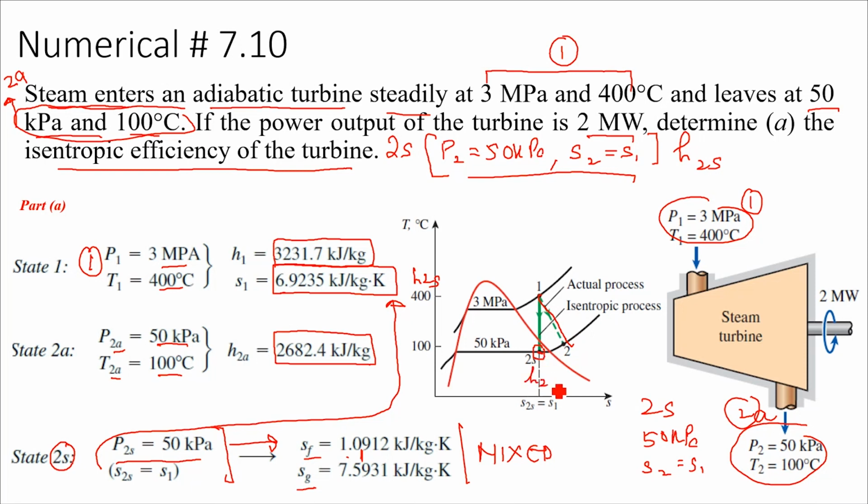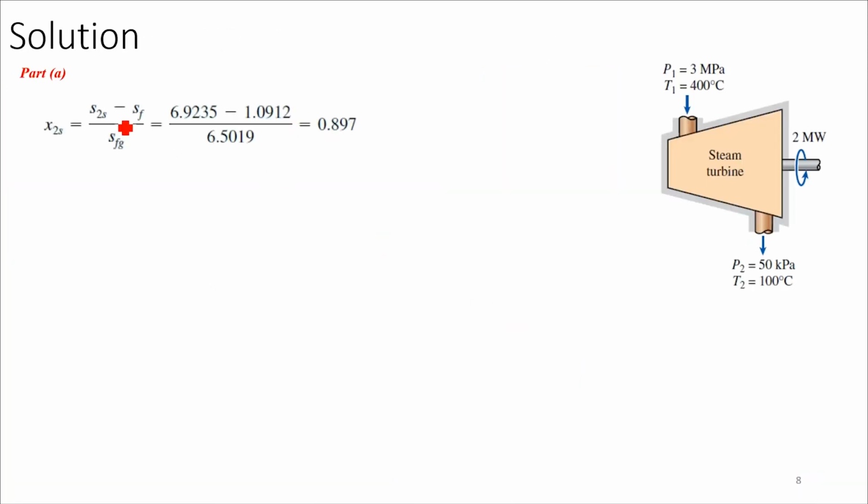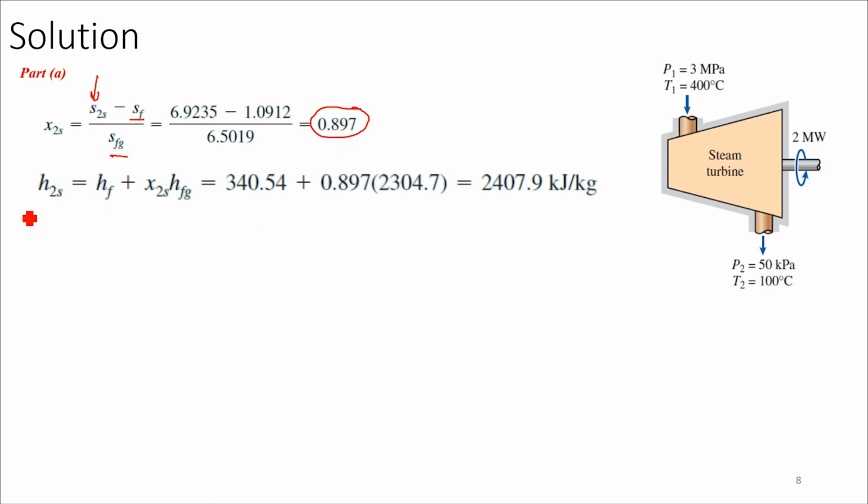So if I have to find out H2S, this region, I need to have the value of HF and HG and the value of quality. For quality, I'll use this value, S2S value, this value. So you already know I'll use S2S, SF and SFG to find out the quality value. And once I have the quality value, I'll plug in the quality value to find out the enthalpy at isentropic state. HF, HFG and the quality value would give me the H2S value at the isentropic state.